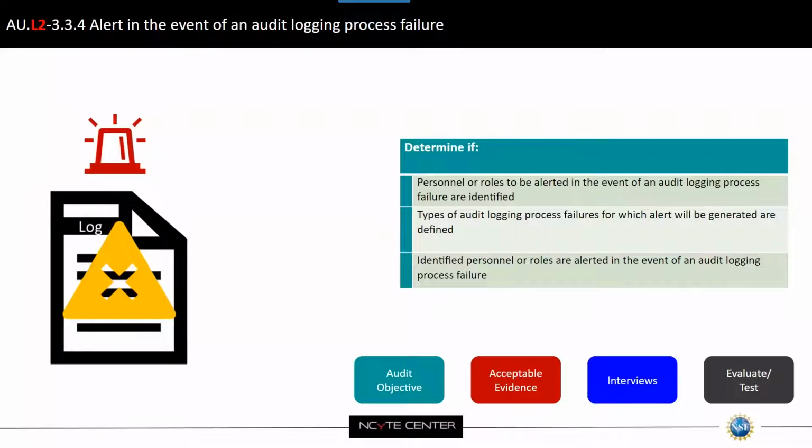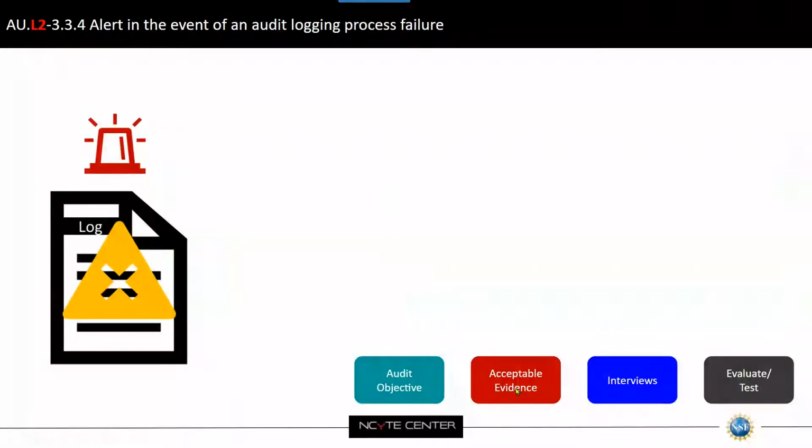So is there a log artifact that we can actually use to tell whether or not our event tracking is going wrong? And we need to identify the personnel that are alerted in an event, and we need to know what their process is for getting us back online. How fast can they actually turn this around and get things fixed? Right? What is acceptable evidence?